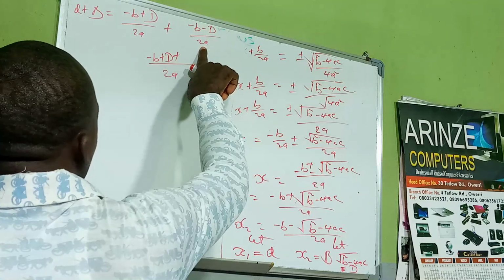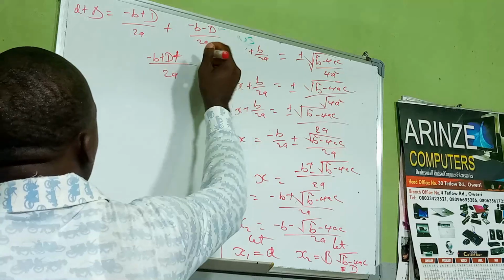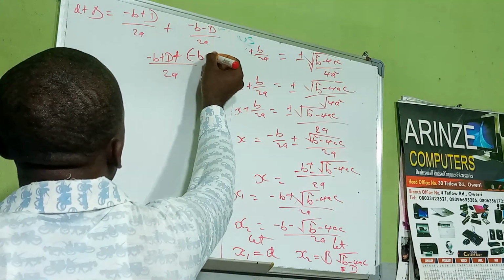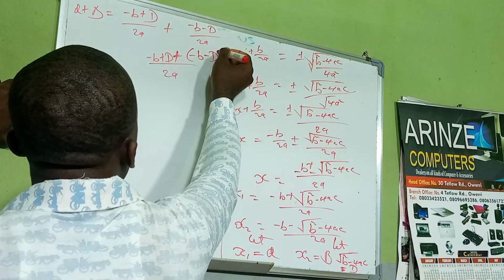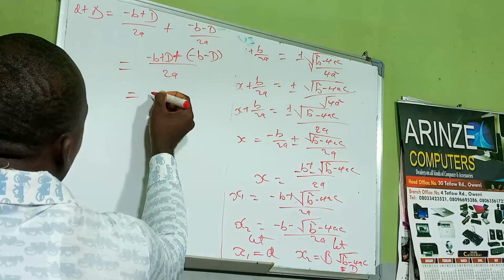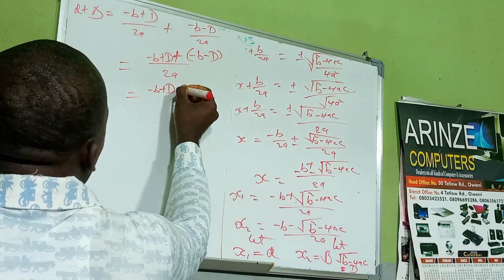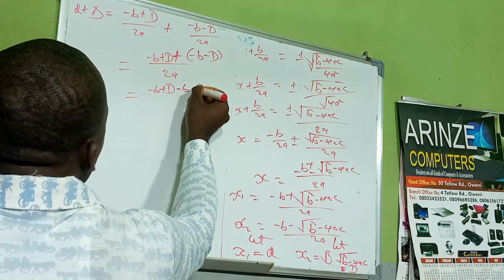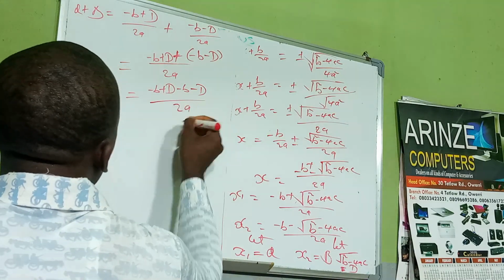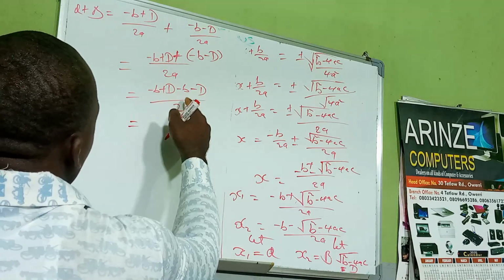Then 2a divided by 2a will be 1. 1 times minus b minus d will be minus b minus d. Understand? So now, from here we'll continue. We'll say minus b plus d. If we open this bracket, I now have minus b plus d, minus b minus d, then all over 2a. So if we simplify here now, we have that minus b minus b is what?